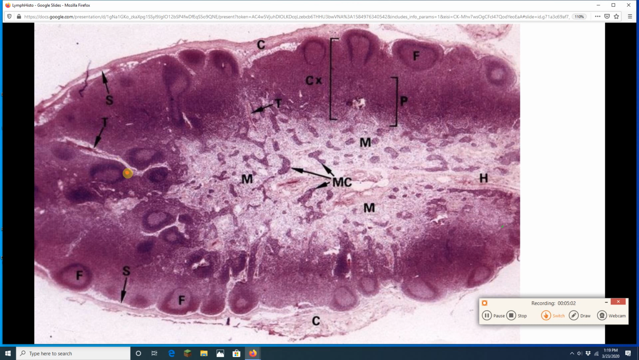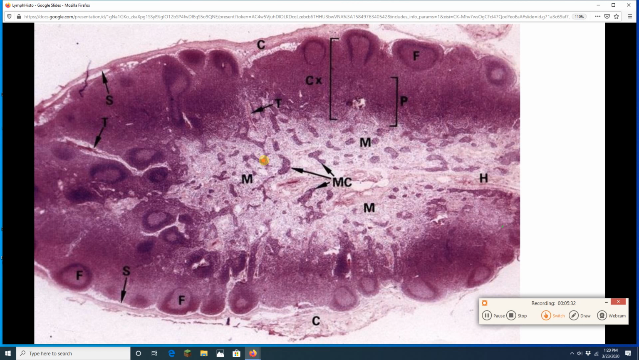Now, our lymph node has a very purple cortex to it, and also a less purple medulla. So cortex out here, very purple. Medulla, where all these M's are, less purple there. Purpleness, of course, means there are lots of lymphocytes. And that makes sense, as the job of this guy is to be a filter.